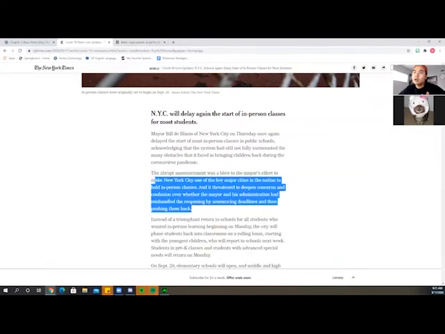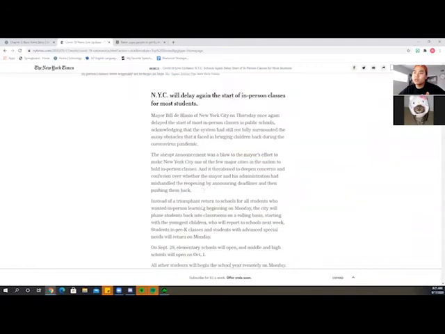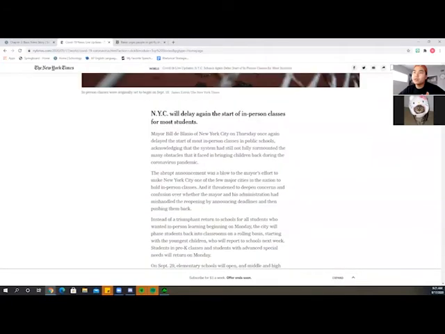So the nut graph just gives more information. Sometimes it's two more paragraphs, but generally it gives more information and it gives us the why.